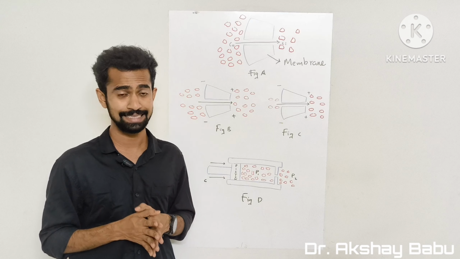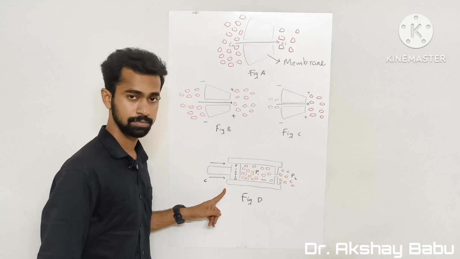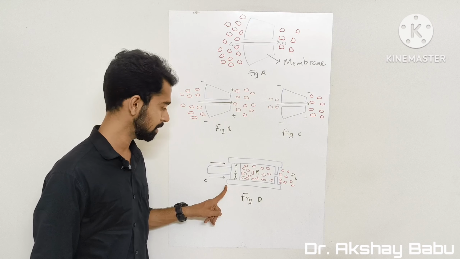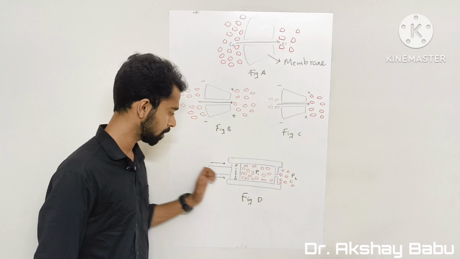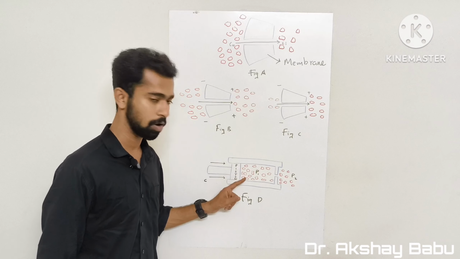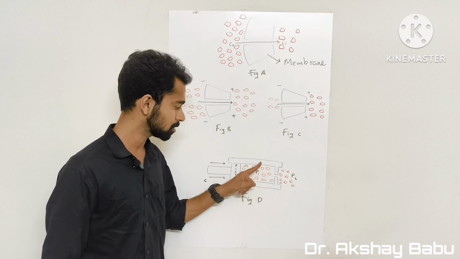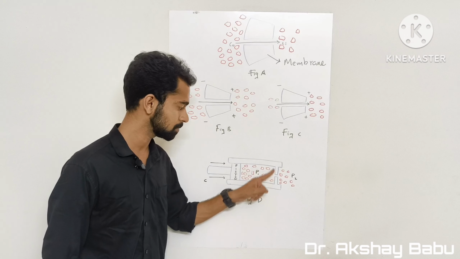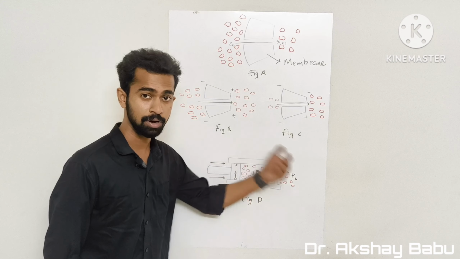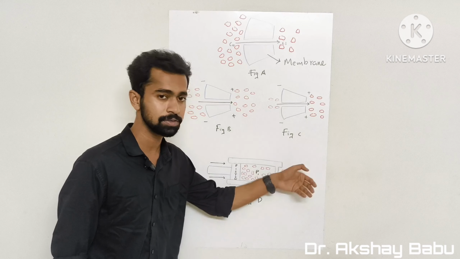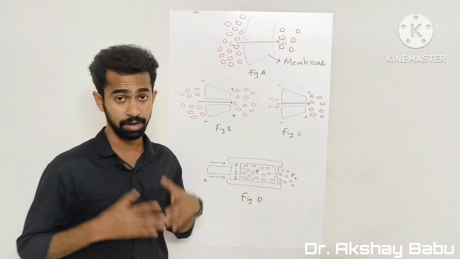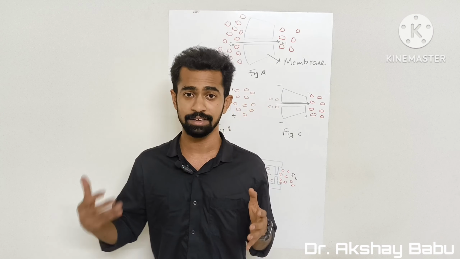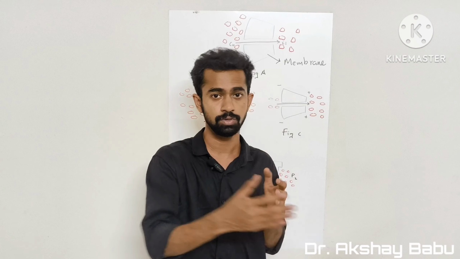And this effect is demonstrated in this figure. In this figure D, you can see that we are applying a pressure, and this pressure causes a large number of molecules to strike this particular surface and thereby diffuse to the other side of the membrane. So that covers the topic factors that affect net rate of diffusion.